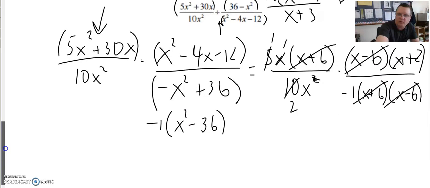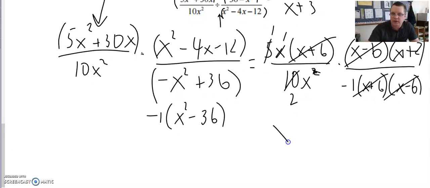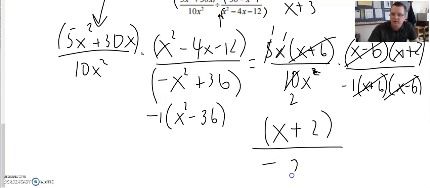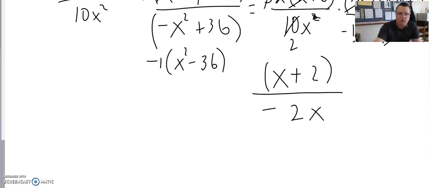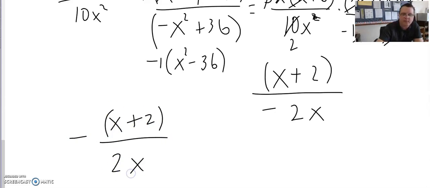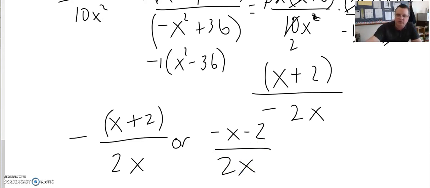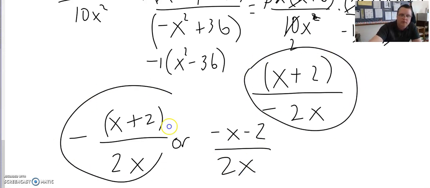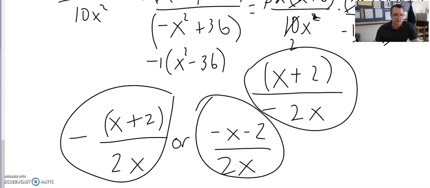So that means that you are left with, in the numerator, just the x plus 2, and then you have a negative 2x. So that is acceptable. You might see different variations of this. So you might have the negative x plus 2 over 2x like that, which is the same. Or you might have a negative x minus 2 all over 2x. If it's a short answer, we'll accept any of them, 1, 2, or 3. If it is a multiple choice, you have to get yours to look like one of the choices.